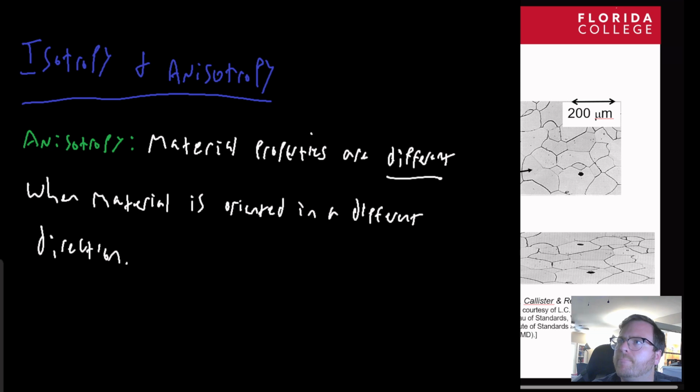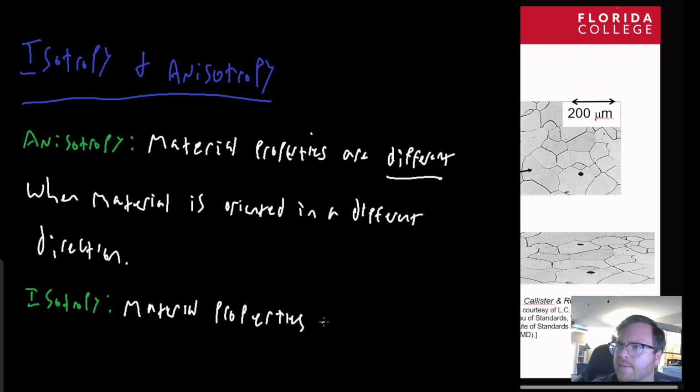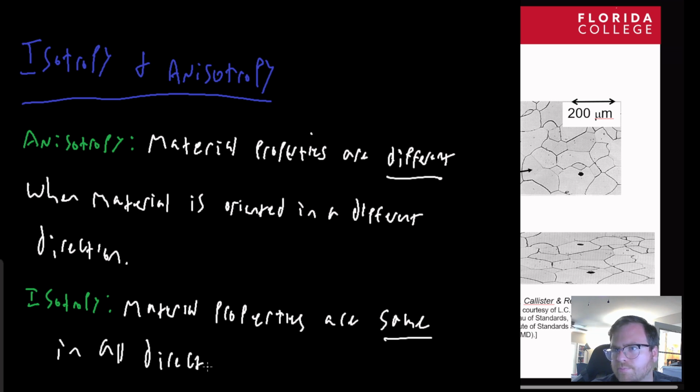Okay. And then we have isotropy. And you can guess what that is. It's just the opposite of what we have above. Material properties are the same in all directions. That's important.